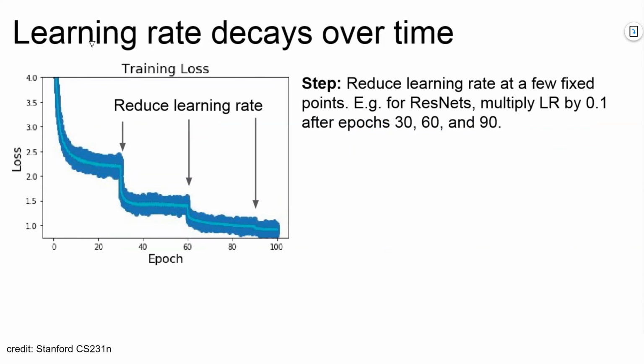And learning rate decay is one of the most popular schemes or techniques. At this point, the learning rate is decayed, and you can see that there is a big drop in the loss. In the case of ResNet, it multiplies the learning rate by 0.1 after epochs 30, 60, and 90. And why is it so effective?